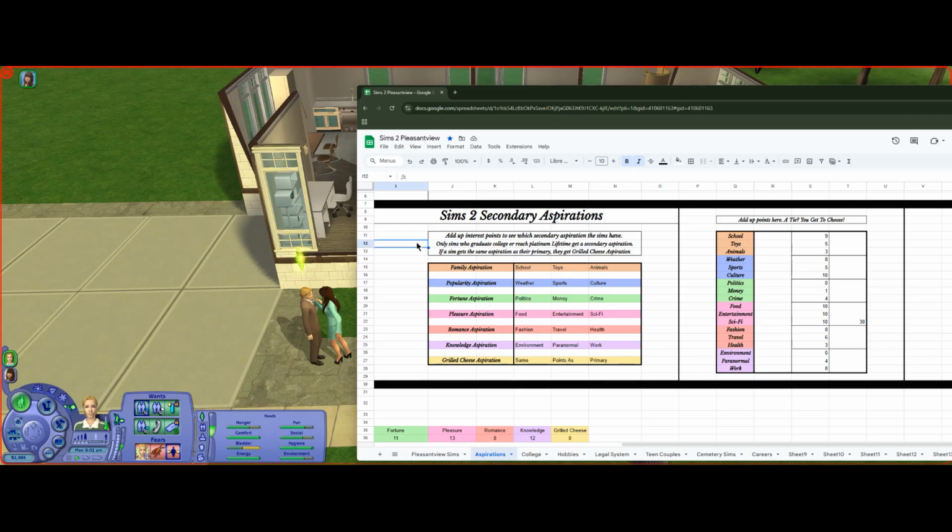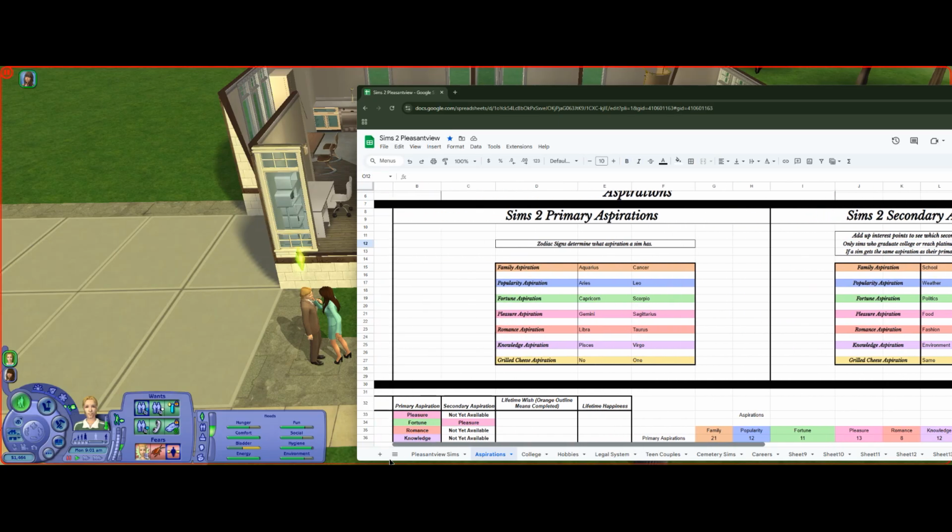And also, we have one more tip about the secondary aspirations. Only Sims who graduate college or reach platinum lifetime get a secondary aspiration. So that's just my personal rule. You could play this however you want, but I only allow my Sims who graduate college or reach platinum lifetime to get a secondary aspiration. And to get platinum lifetime, they always have this memory that says they reach platinum lifetime. If they get that memory, then they can get a secondary aspiration as well.